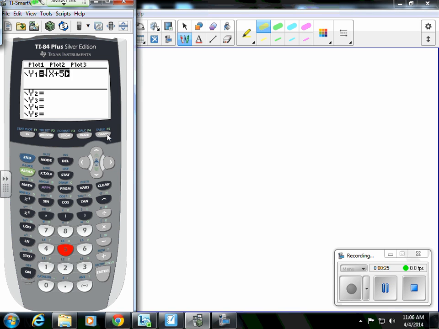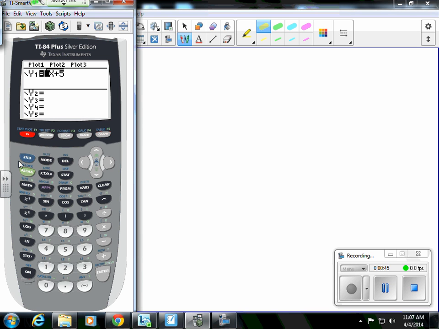If I go ahead and hit graph and graph that function, I'm going to see my parent graph of my square root function shifted, of course, to the left 5 units. Now we want to graph the inverse of that particular function. To do that, we already have our function in.